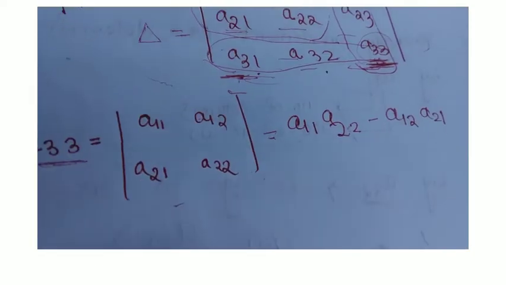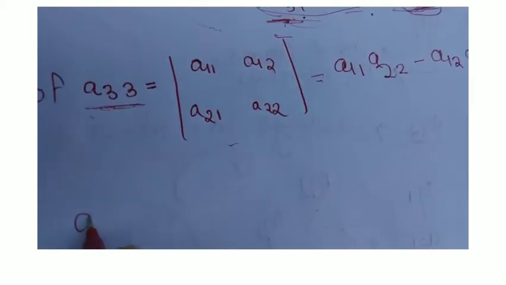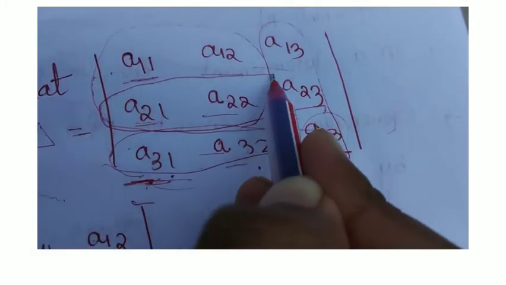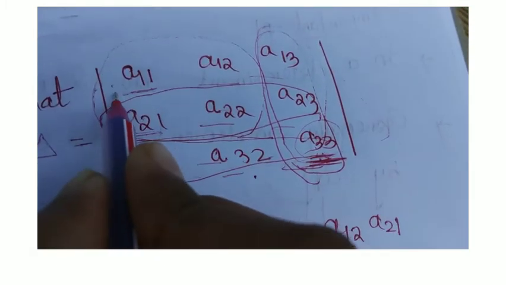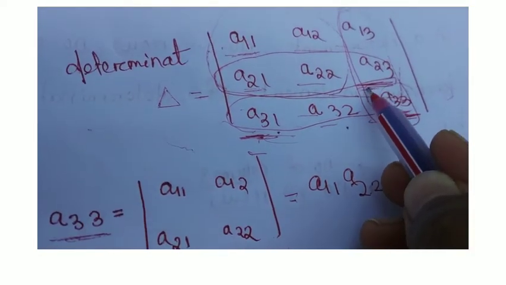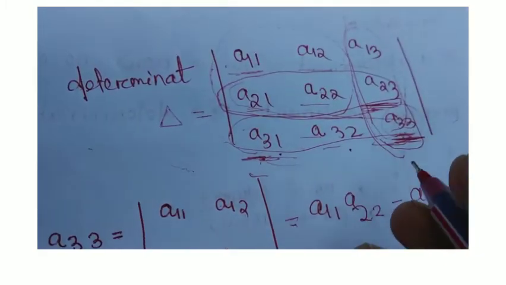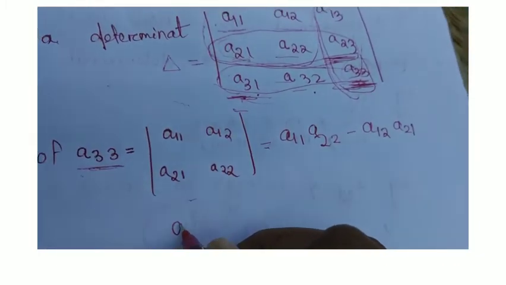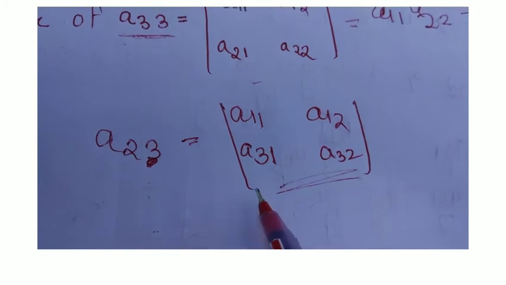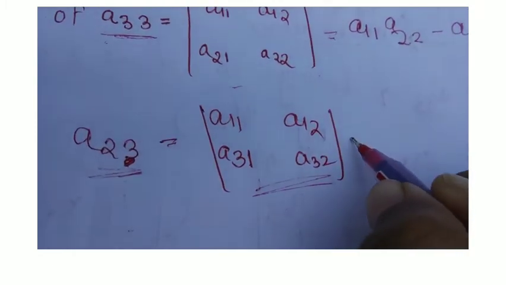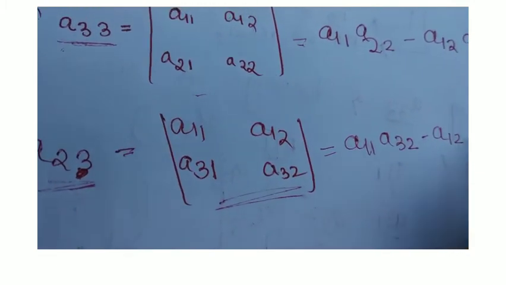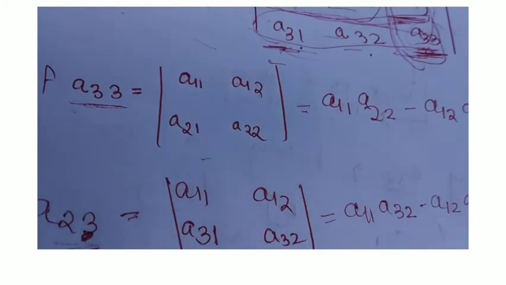Suppose delta. And another example, a23. So we have to delete this row and this column. Then we can find the minor of this element a23. Deleting this row and this column, we get a11, which is the minor of the element. That's all about the minor of a determinant.